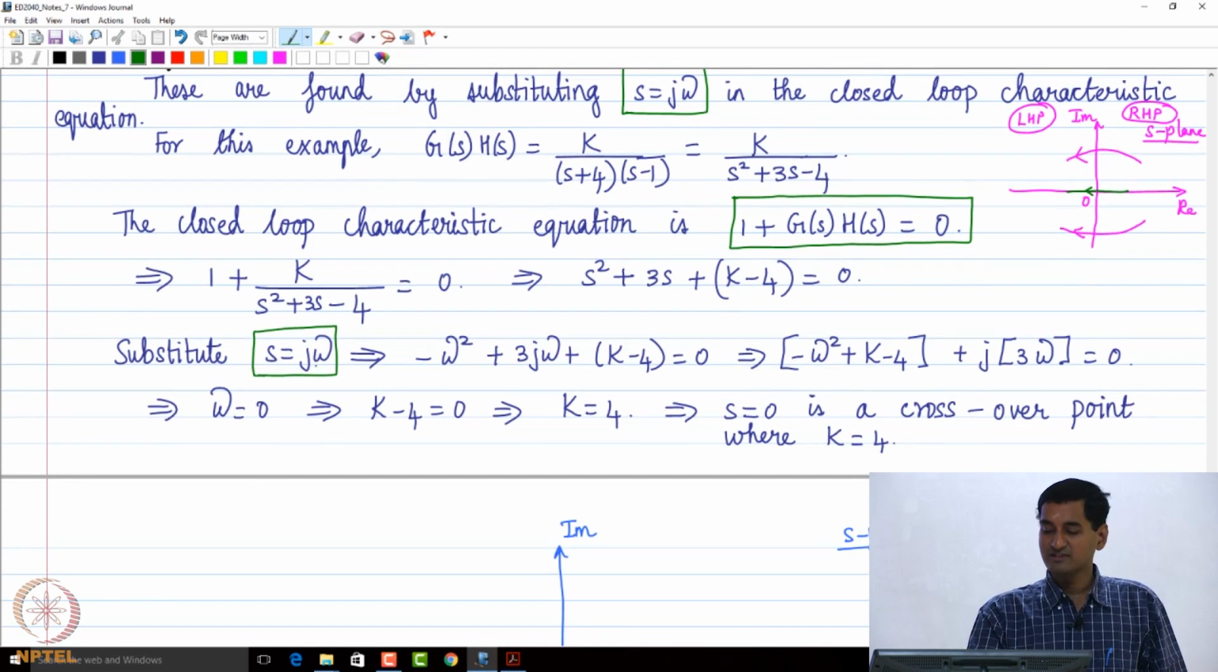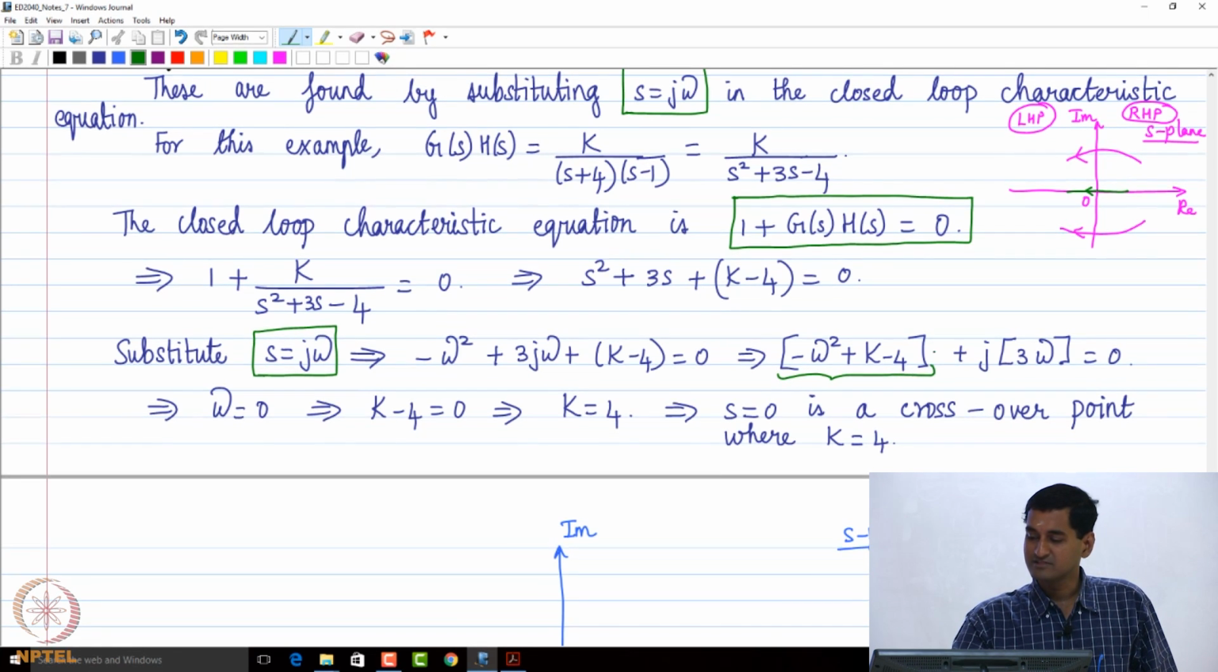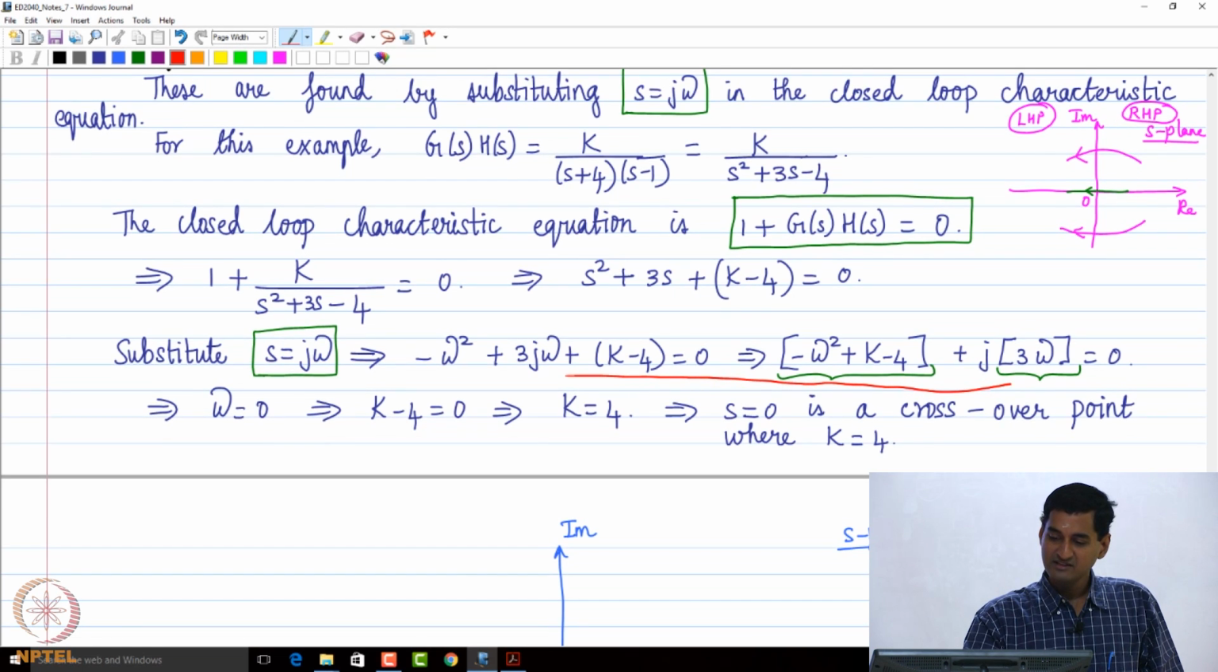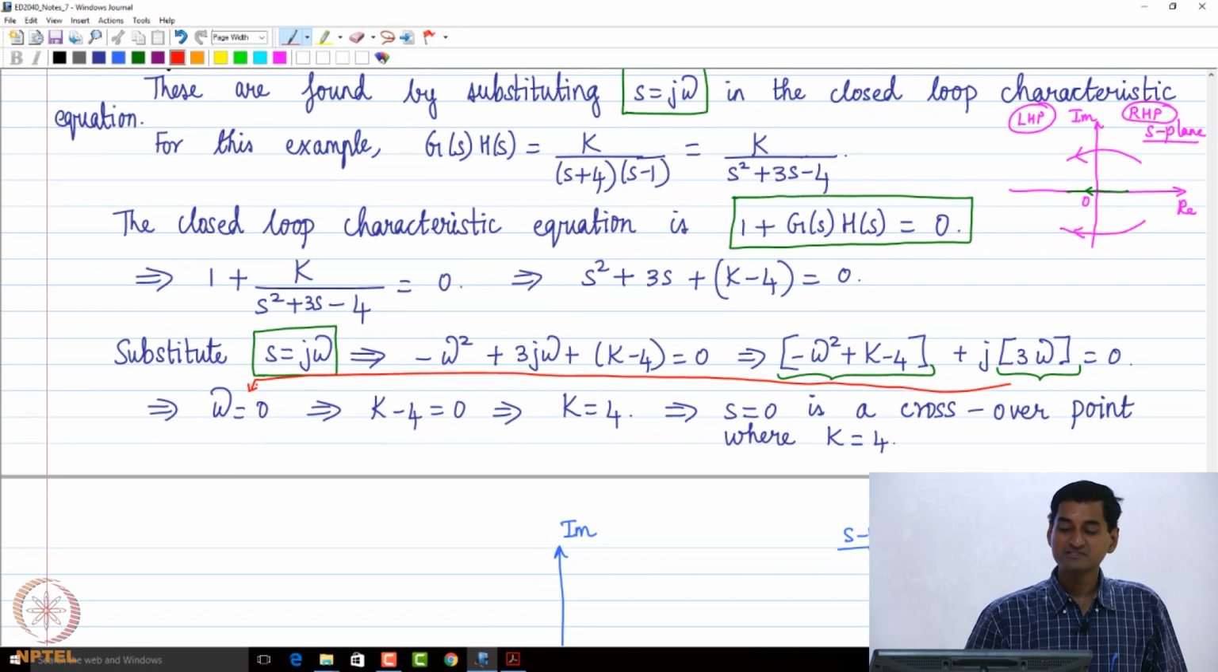So we substitute s equals j omega, s squared becomes minus omega squared, then we get 3j omega plus k minus 4. Then we collect the real part and the imaginary part. The real part is minus omega squared plus k minus 4, the imaginary part is 3 omega, right? So when this complex function is equal to 0, the real part should be 0 and the imaginary part should be 0, right? From the imaginary part being 0, I can immediately figure out omega is 0. That's the only potential solution for omega, right?